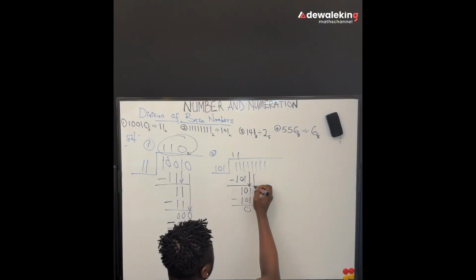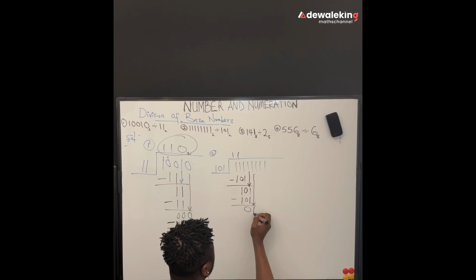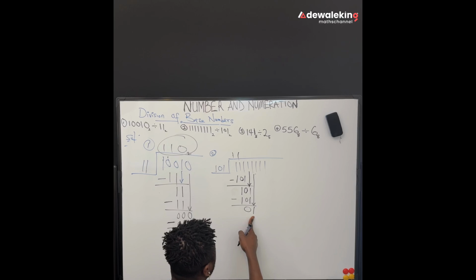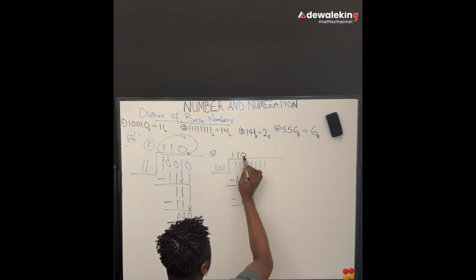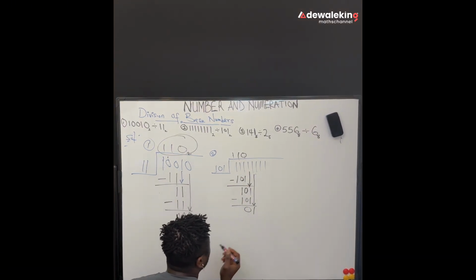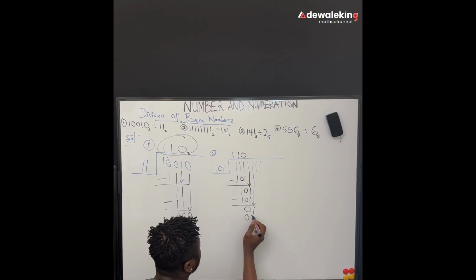You're going to put this digit down. That's the next step. Then you say 101 in 1. That is not possible, so you put 0. So you say 0 times 101. That will give us 0 as well.